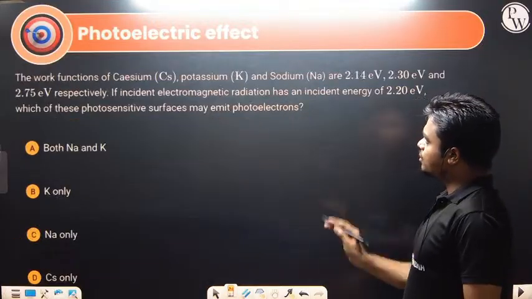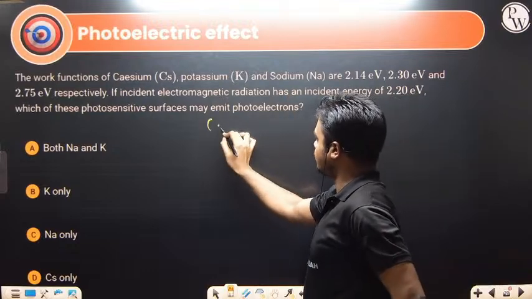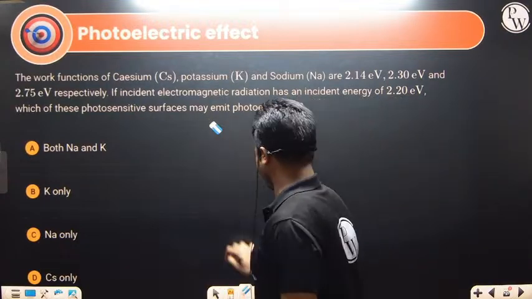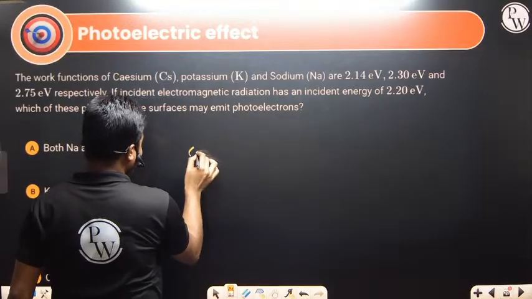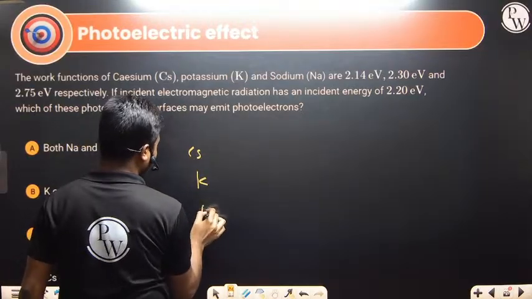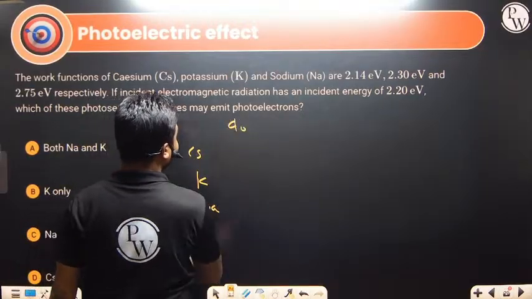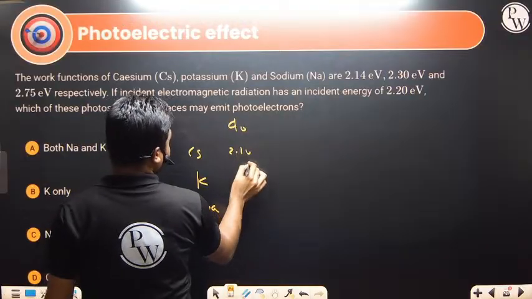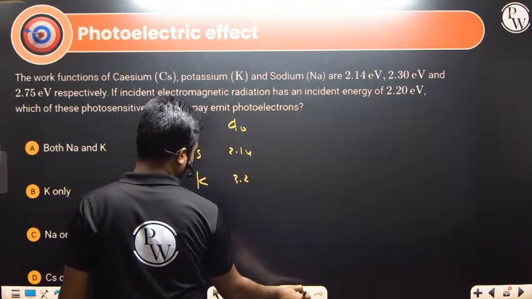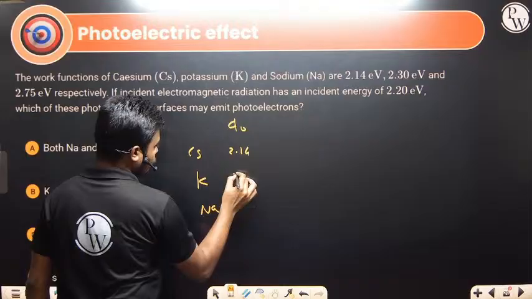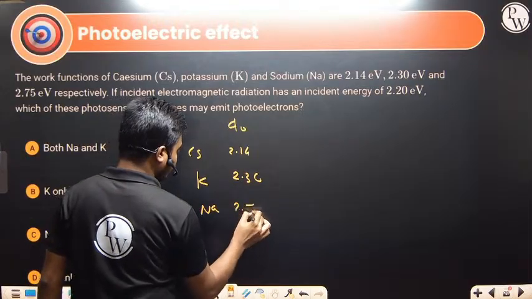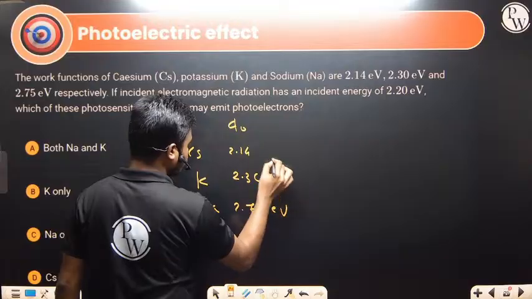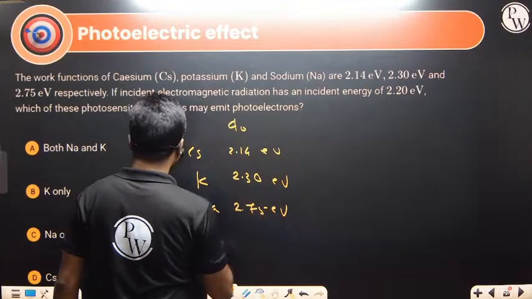The work function of cesium, potassium and sodium. So on this side cesium, this side we have potassium, and this side we have sodium. The work function they have mentioned: 2.14 for cesium, 2.30 for potassium, and next we have 2.75. This is the work function that we have. Okay. So what are they asking?